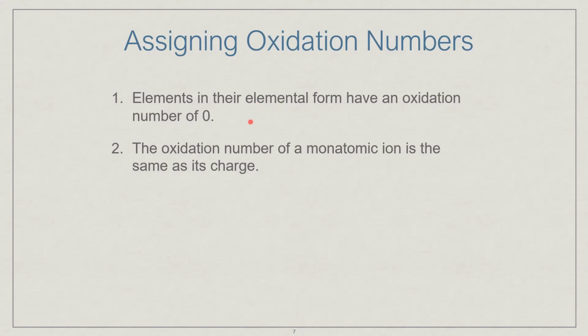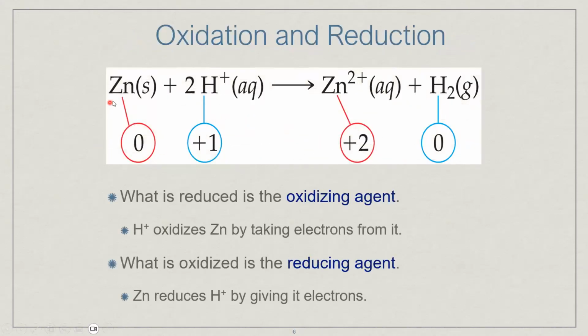So when we're doing that, we're going to have different rules we can use to assign these oxidation numbers. And the first one is just going to be if we've got a pure element, so just something in its elemental form, like we had with hydrogen and zinc in the last one. So zinc on the left is pure zinc, so it's got an oxidation number of 0. Whereas the hydrogen H2 is a diatomic element, so it's going to have an oxidation number of 0. So even though we've got two of them, it's just that pure element.